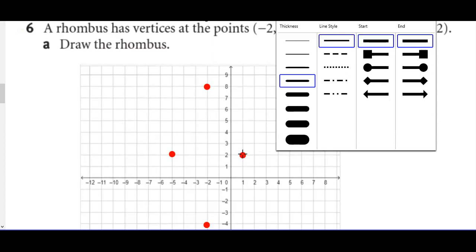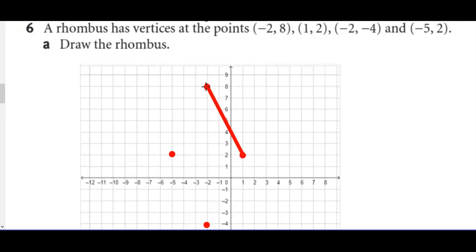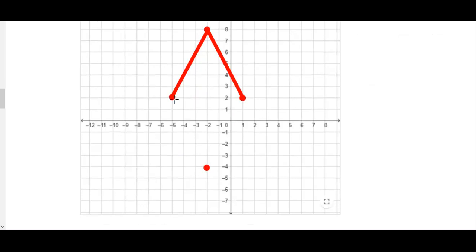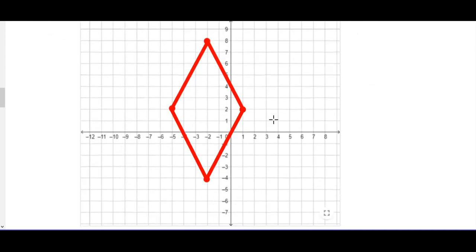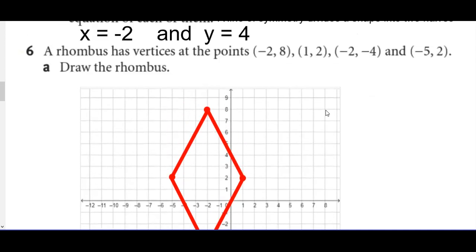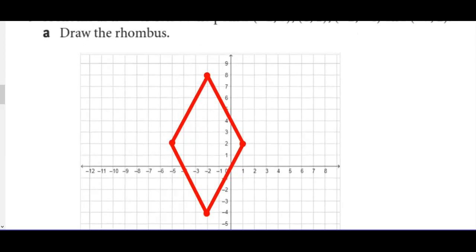Take this corner, connect to this corner, take that corner, connect here, then take this corner, connect somewhere here, and then take this corner, connect somewhere there. See? Now that forms a shape that we call a rhombus, right? So now let us see the next question.